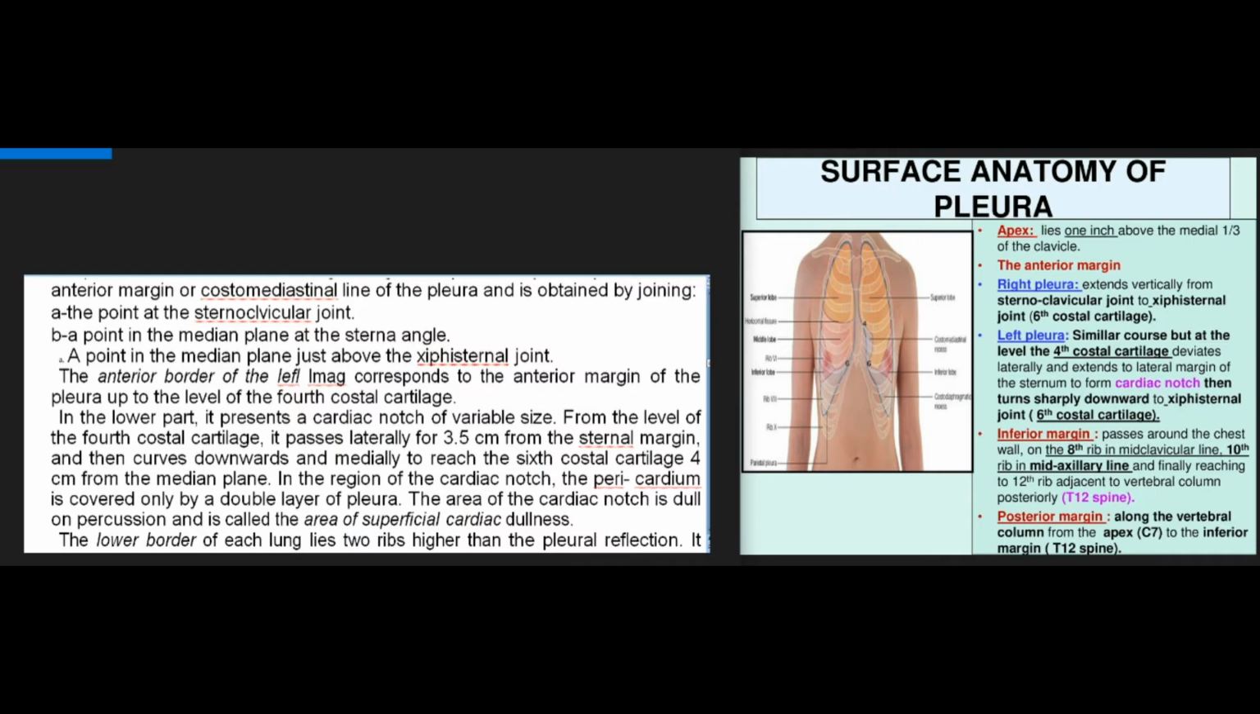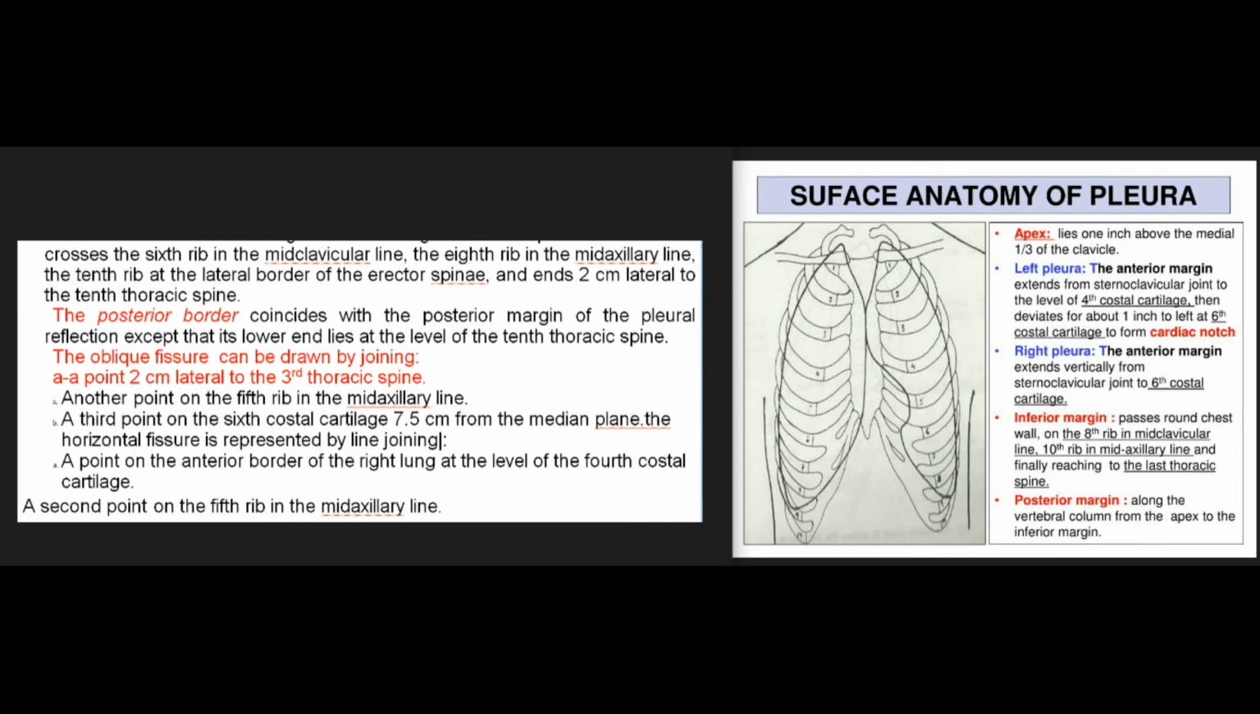The lower border of each lung lies 2 ribs higher than the pleural reflection. It crosses the 6th rib in the midclavicular line, the 8th rib in the mid-axillary line, the 10th rib at the lateral border of the erector spinae, and ends 2 cm lateral to the 10th thoracic spine. The posterior border coincides with the posterior margin of the pleural reflection except that its lower end lies at the level of the 10th thoracic spine.